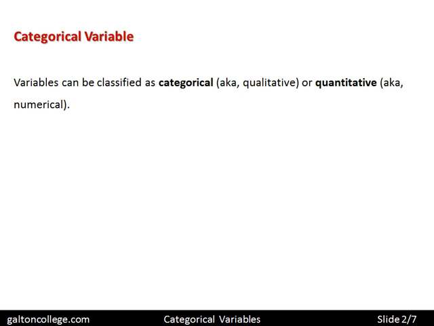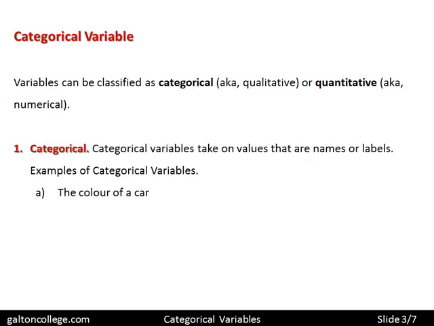Variables can be classified as either categorical, in other words, qualitative, or quantitative, in other words, numerical. So we've got this dichotomous split between qualitative, categorical, and quantitative, numerical. So qualitative variables, just another name for those would be categorical. So let's look at some examples. So for categorical variables, they take on values that are names or labels.